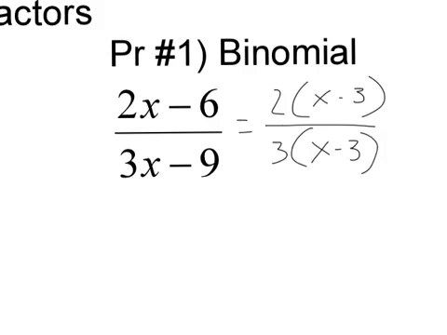Okay, here we go. So when you factor this, I pulled a 2 out of both, leaves me with 2 times x minus 3. And when I factor this thing, I pulled a 3 out, leaving me with 3 times x minus 3. Well, you can see that these x minus 3's cancel.